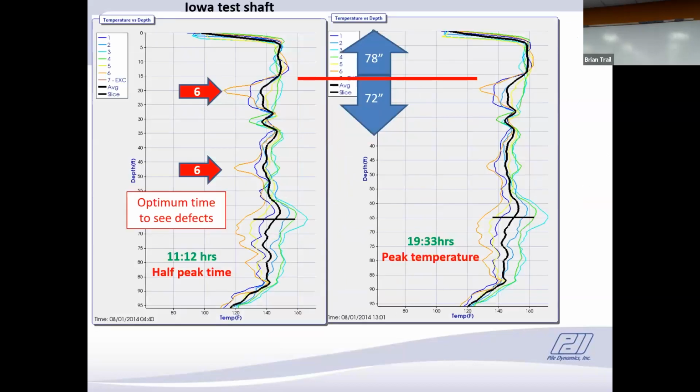And there's the comparison between the half time, more or less, and the peak temperature time. And this shaft had two different diameters. And we can see that the temperature in the upper portion is warmer because it has more cover. And then it's relatively uniform along there, with still the defects clearly standing out. And true to contractor form, he put in an extra defect at no charge. They can't help themselves.